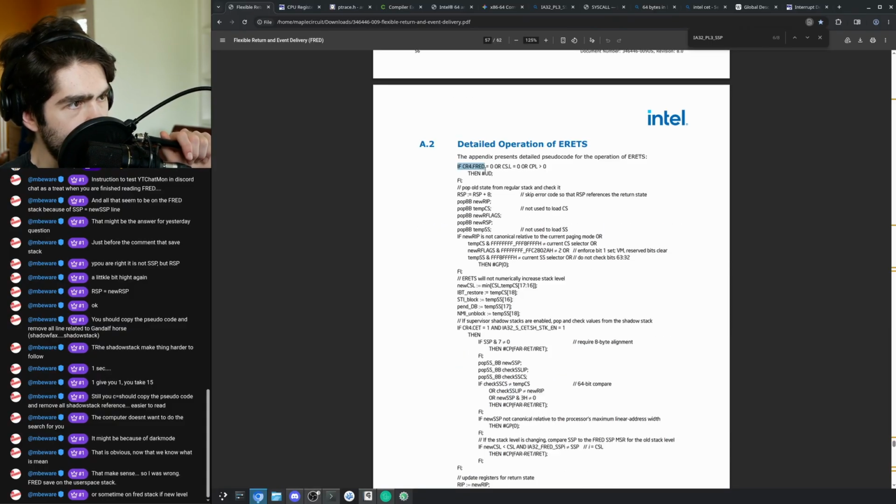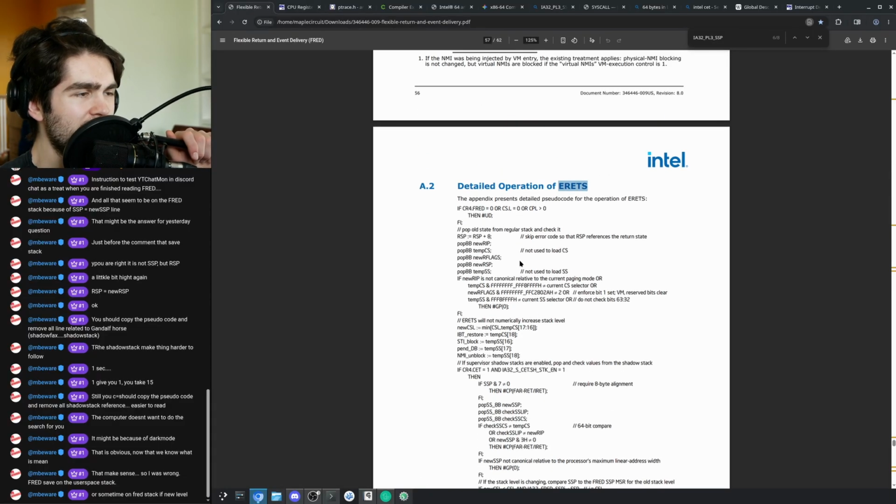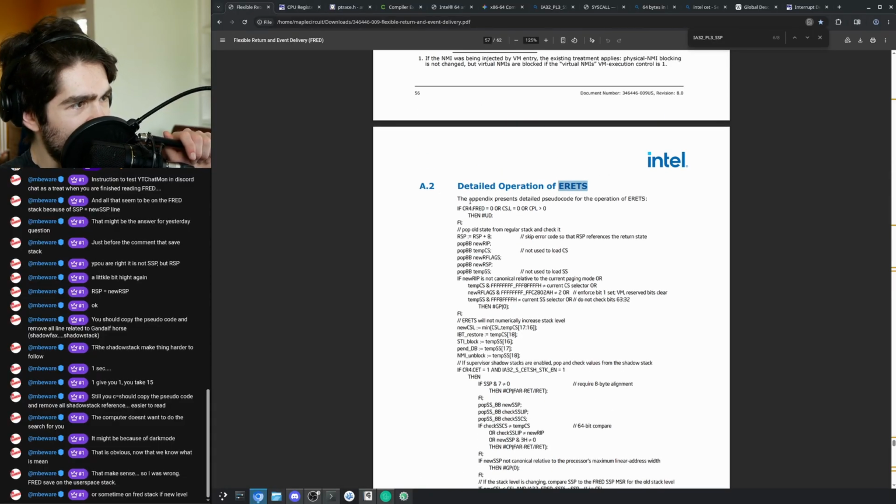Okay, so if CR4.FRED equals 0, if we don't have FRED, or we're not in long mode, or the current privilege level is greater than 0, then we have an error. Yeah, that makes sense because we're supposed to be in system. Okay, so that's just a sanity check.